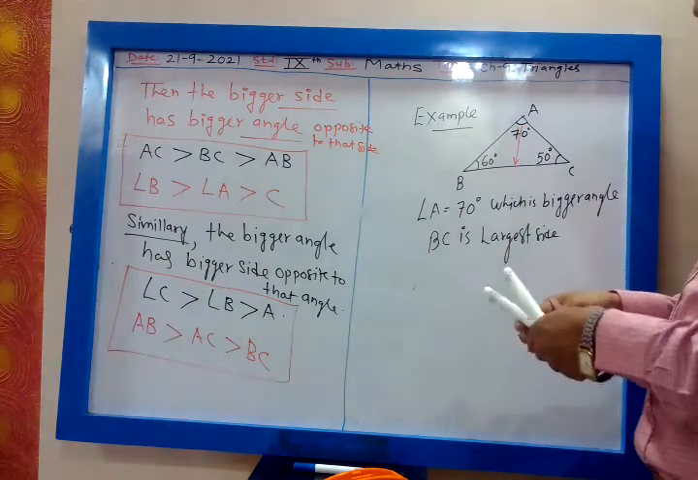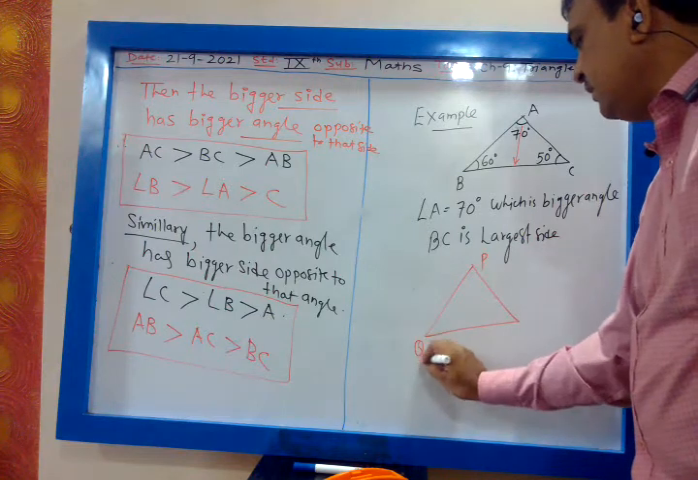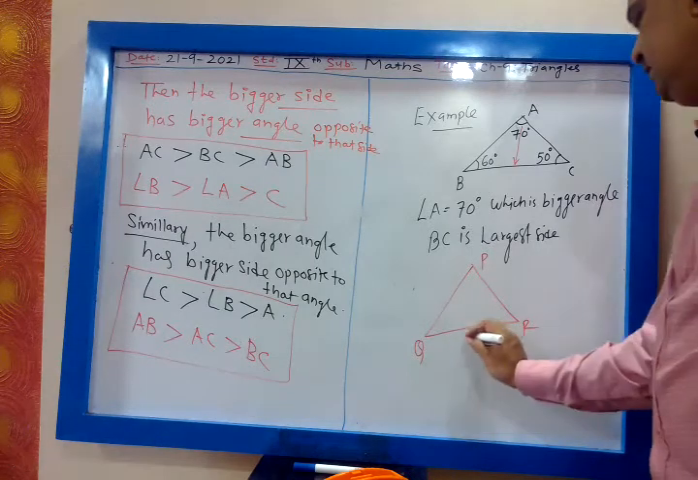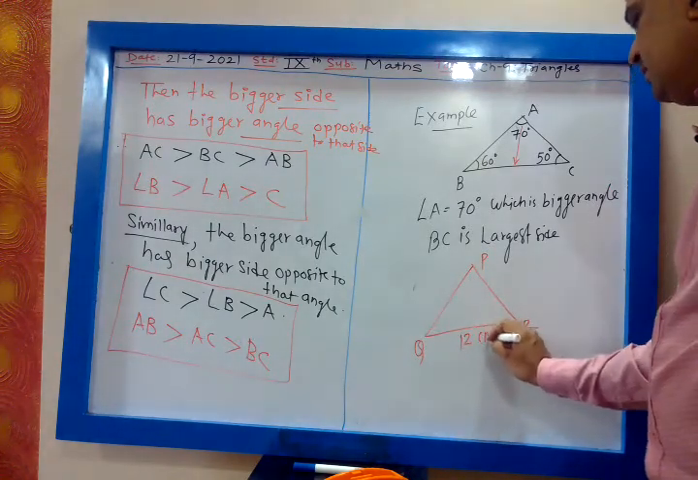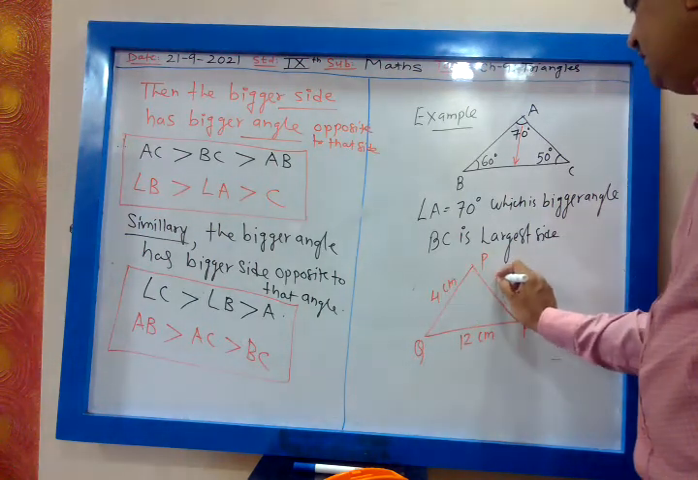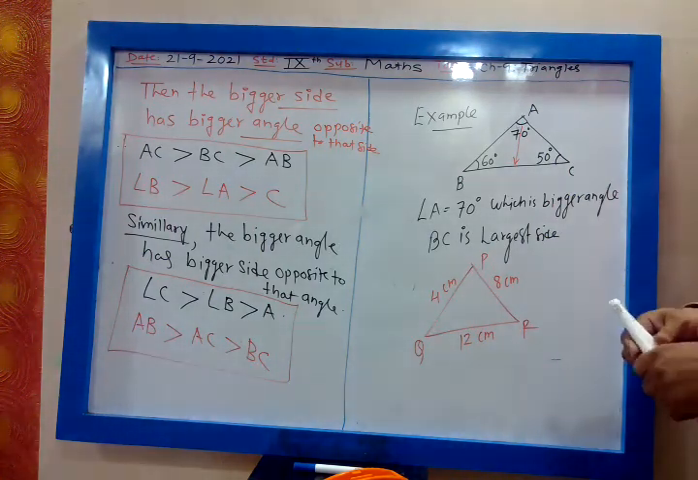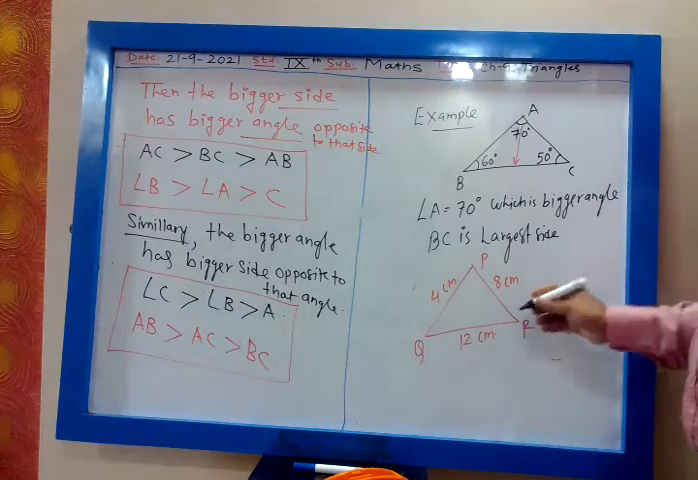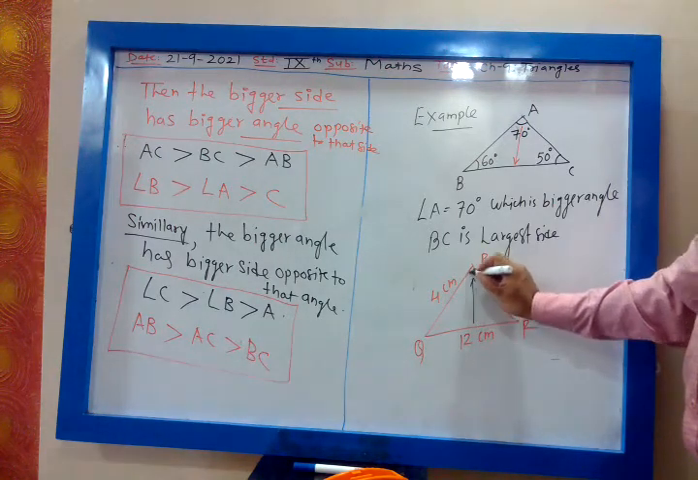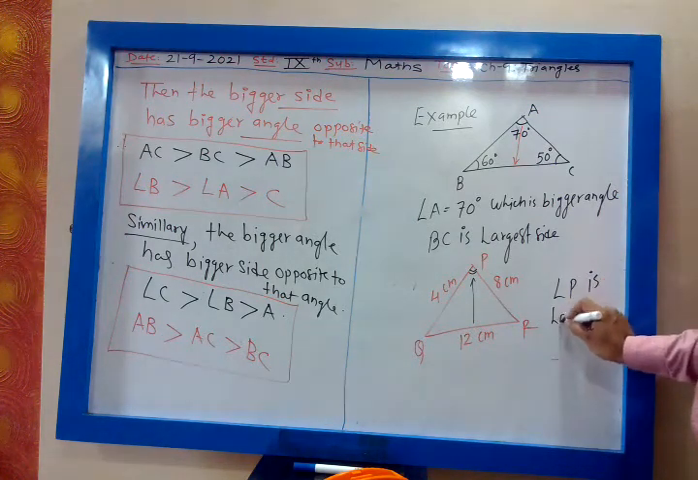Let me take one more example. Triangle PQR. This side is 12 centimeters, this is 4 centimeters, and this is 8 centimeters. Tell me which angle will be bigger? Angle P, because the largest side is QR and the angle opposite to that is P. So angle P is the largest angle.